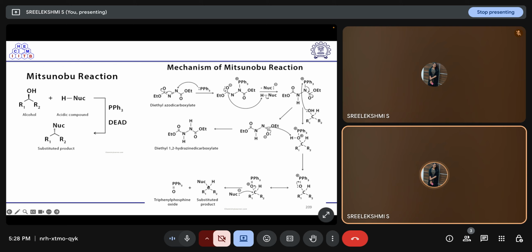and this substituted product. So it is basically like a condensation reaction, we can say. OH is leaving from alcohol and from here H is leaving. So the byproducts we are getting are diethyl 1,2-hydrazine dicarboxylate and triphenyl phosphine oxide along with the substituted product. So this is an example of an SN2 reaction. So we will be getting the product with inverted stereochemistry.